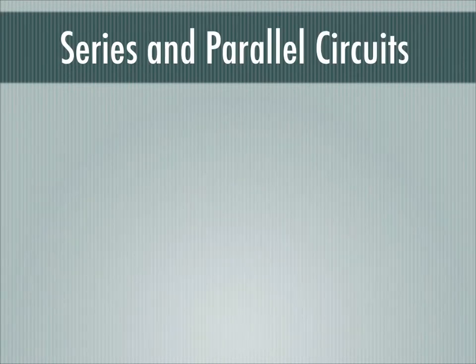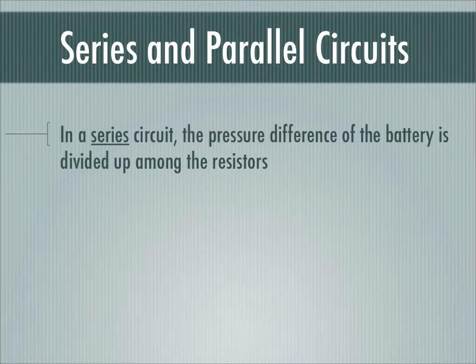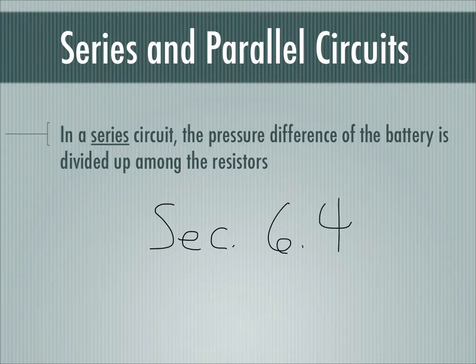So now let's apply our meters to actual series and parallel circuits and see what we find out. The principle we want to illustrate here is that in a series circuit, the pressure difference of the battery is divided up among the resistors. Now to do that, let's go to section 6.4 and see where we tested that.